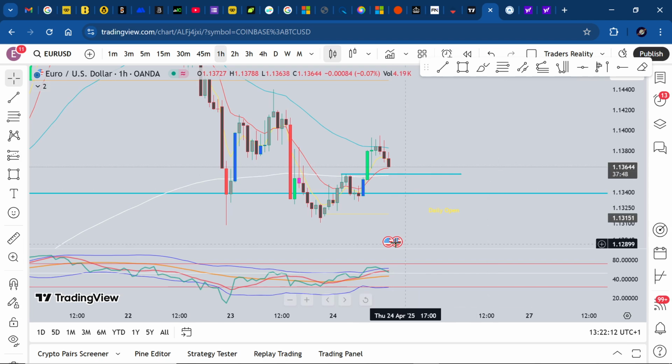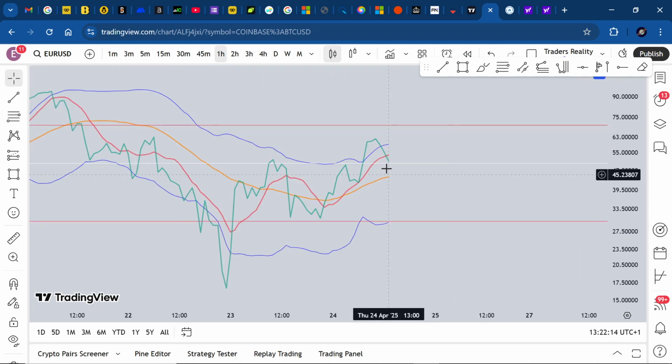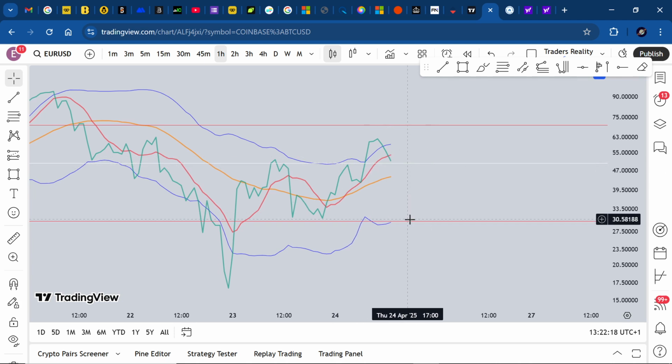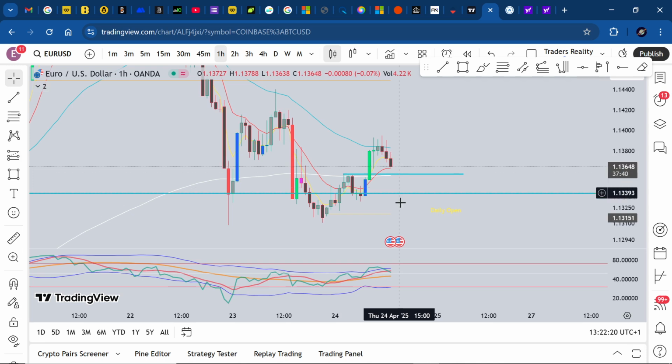Okay, we want to see this 1-hour close below the 13, the signal line, and this white line here, the 50 static. Okay, that will tell us that the momentum is to the downside and increases the probabilities that we're going to continue lower to the lower volatility band in blue over here.